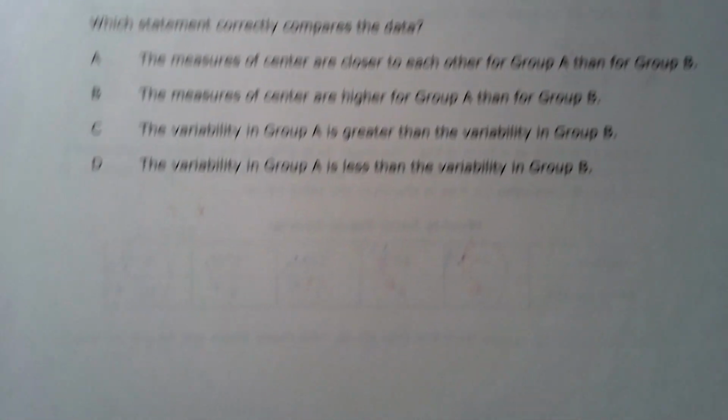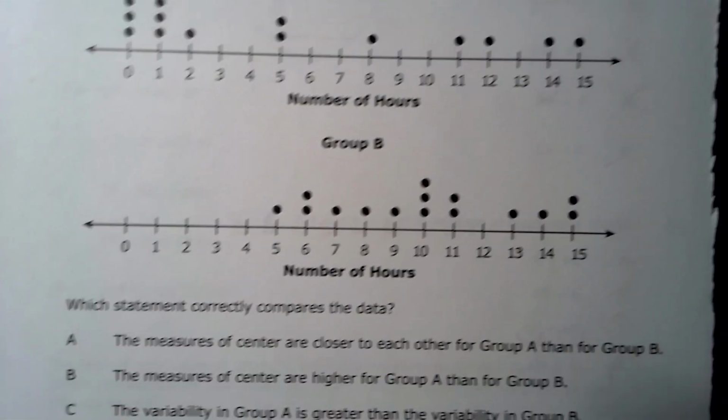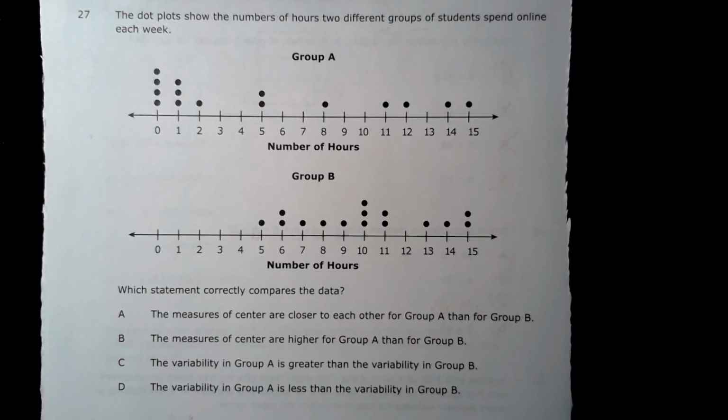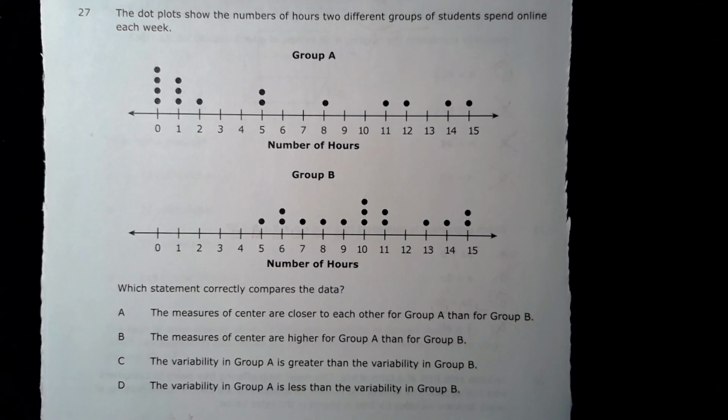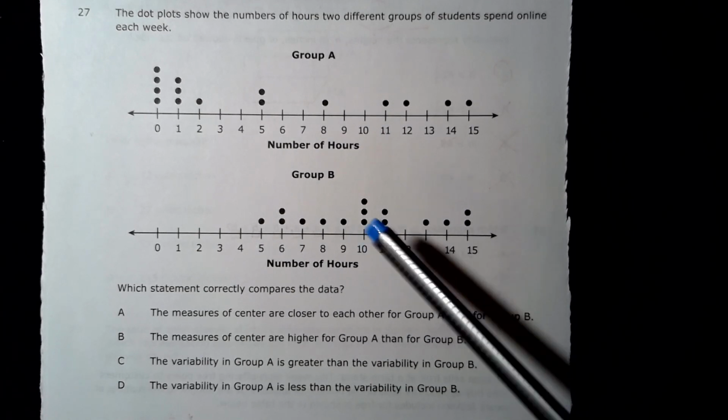Number 27, which is, I'm going to have to probably zoom out a little bit on my camera in order to see this problem. There we go. Number 27. The dot plot shows the number of hours 2 groups of students spend online each week, Group A, Group B. Which statement correctly compares the data?